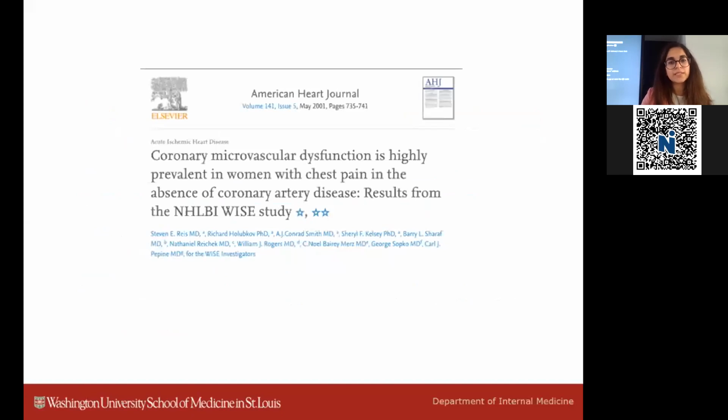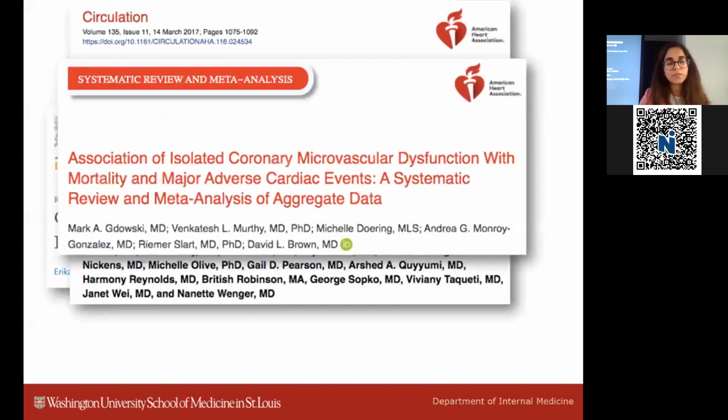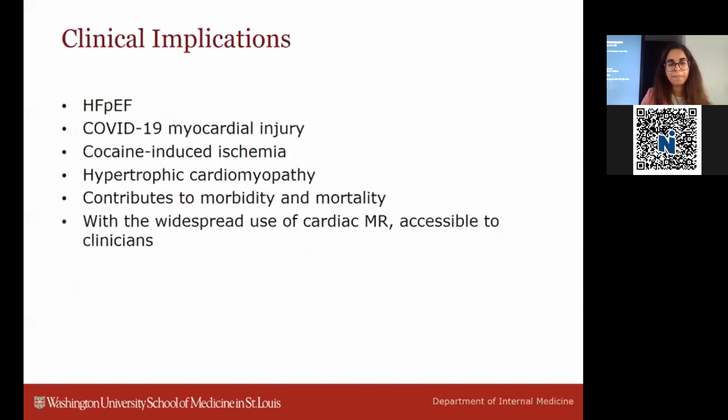And there's growing interest in this condition. We're seeing more and more studies, more and more papers come out, this last one at WashU. And there's clinical implications here. Mechanistically, we see that there's growing evidence that CMVD is a precursor condition of HFpEF. We see that COVID-19 myocardial injury is probably related in a large part to CMVD. We see evidence that cocaine-induced ischemia and ACS presentations, hypertrophic cardiomyopathy, all of these have a big element of CMVD. We see that it contributes, based on the last studies, to morbidity and mortality.